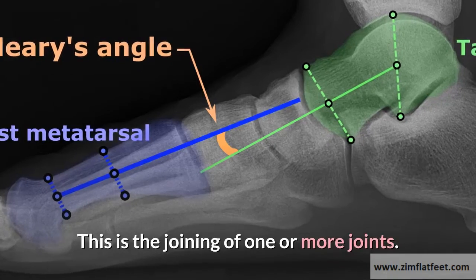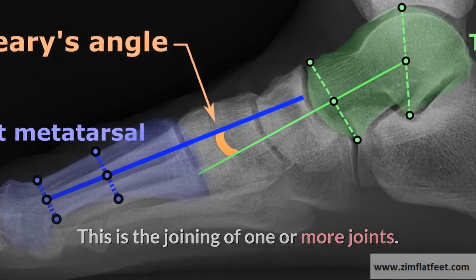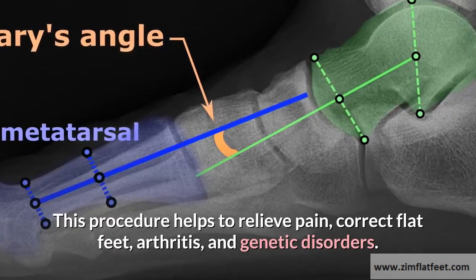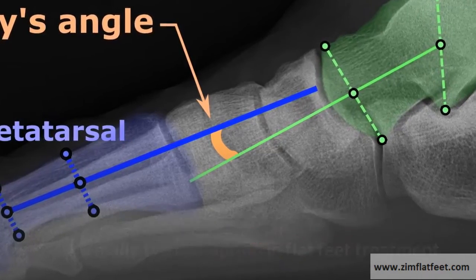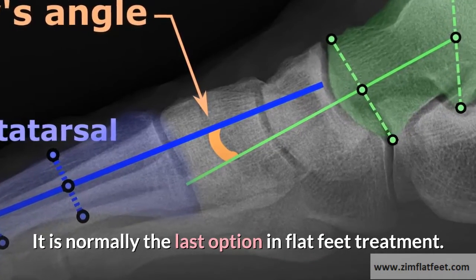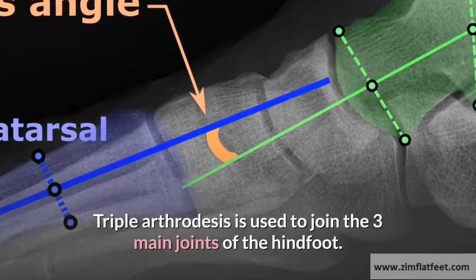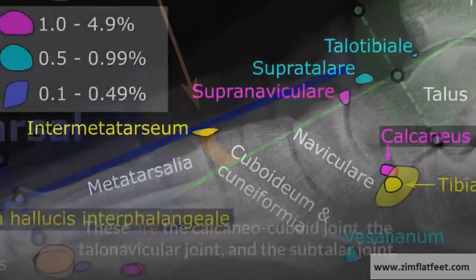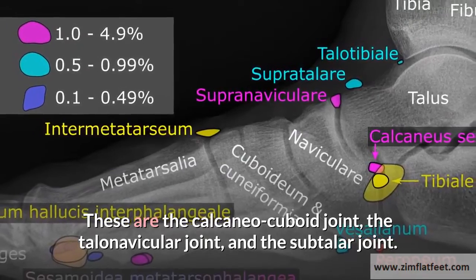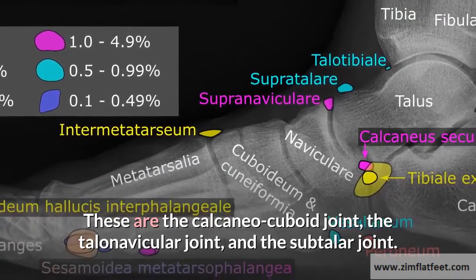This is the joining of one or more joints. This procedure helps to relieve pain, correct flat feet, arthritis, and genetic disorders. It is normally the last option in flat feet treatment. Triple arthrodesis is used to join the 3 main joints of the hindfoot. These are the calcaneo-cuboid joint, the talonavicular joint, and the subtalar joint.